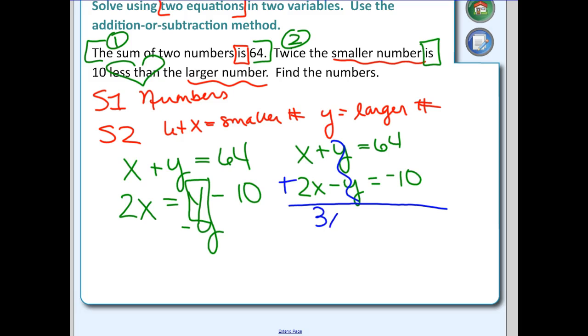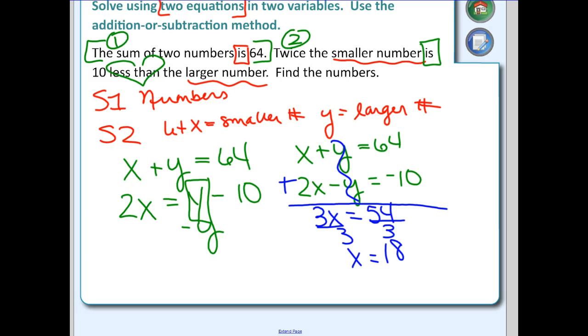I got the plus minus thing going on with the y's, so they cancel, so I can add what's left. So we've got 3x equals what? 54. And if we divide both sides by 3, what does x equal? x equals 18. Did I do that right? Yeah, x equals 18.